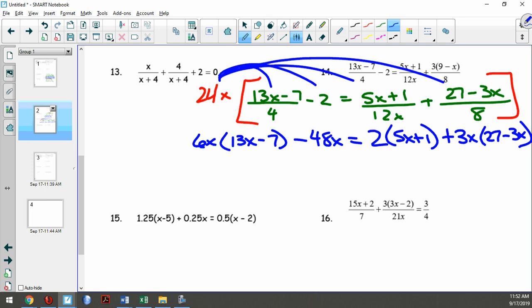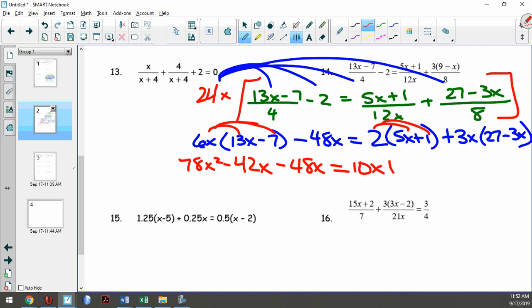So now, what is 13x times 6x? 78x squared. What is 6x times negative 7? Negative 42x. Minus 48x just comes on down, equals 10x plus 2 plus, what is 3x times 27? 81x minus 9x squared. No fractions, no decimals, no parentheses. That one is done.